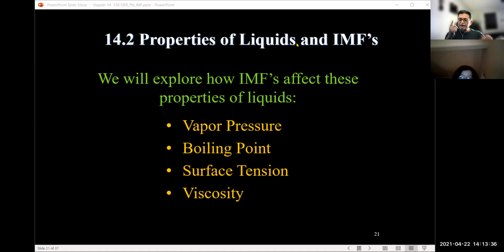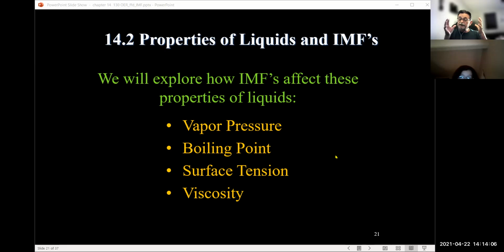So it flows. But think about this. How can I make honey flow much quicker? Anybody have an idea? I've got honey and I want it to flow quicker because I need to pour it out of a container into something else. What would you do? What would your intuition tell you to do? Heat it up. Exactly.